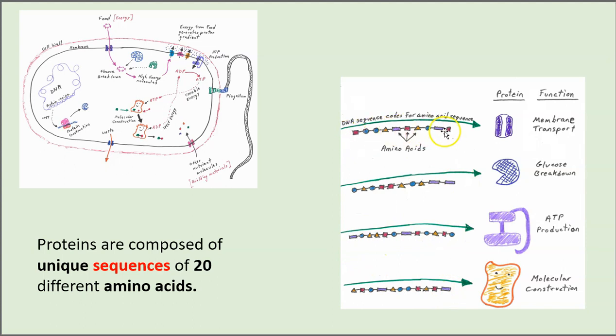And that sequence is important because that determines how this chain will fold up, thus determining the 3-dimensional structure of the protein. And the structure of the protein determines the function of the protein. So these 4 proteins do different things because they have different shapes. They have different shapes because they had different amino acid sequences.